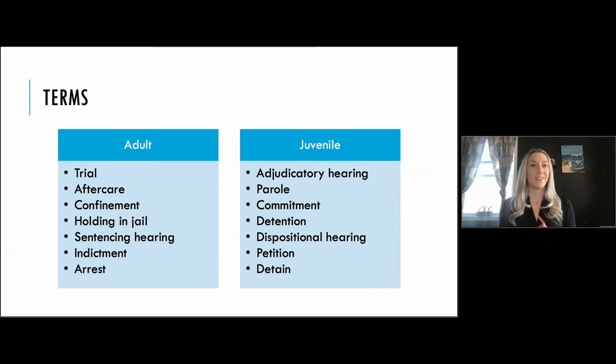You'll see those are backwards. In the adult system, it's called parole. In the juvenile system, it's called aftercare. I'll make sure that's fixed on your PDF. In the adult system, it's confinement, but we commit juveniles. We hold youth in detention, not in jails. A petition is filed rather than an indictment. And we detain youth. We don't arrest youth.